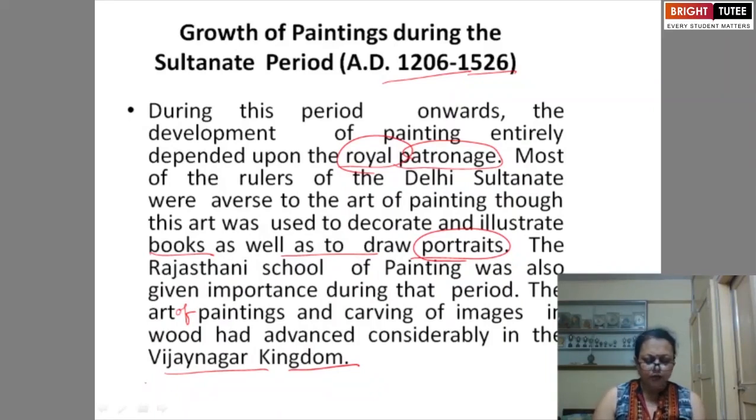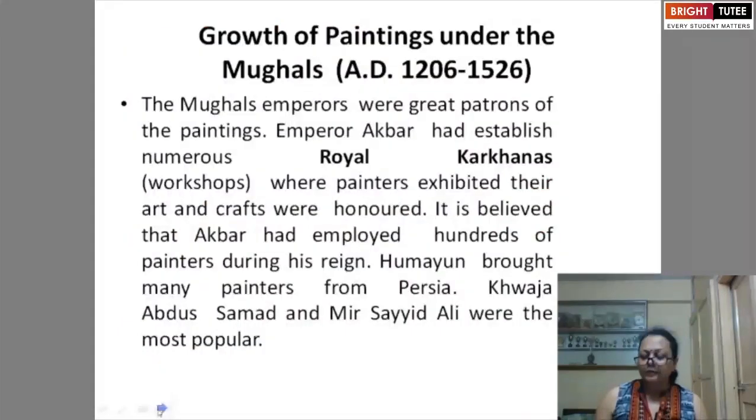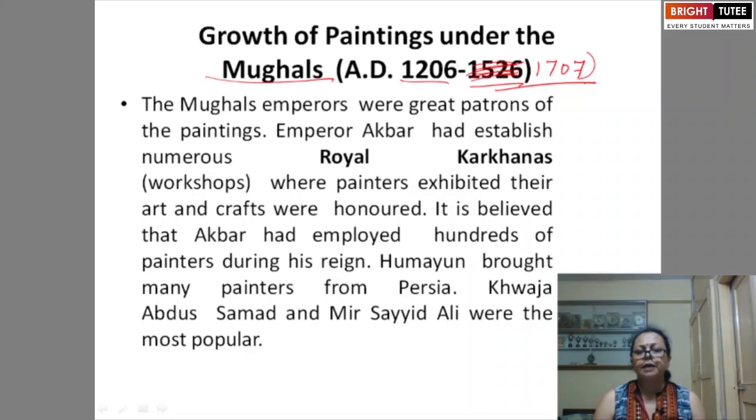So coming to the next topic, this is about the paintings of the Sultanate period. Now coming to discuss the growth of paintings under the Mughals. After the Sultanate period and the Sultanate emperors, the period for the growth of paintings under the Mughals is 1526 to 1707.